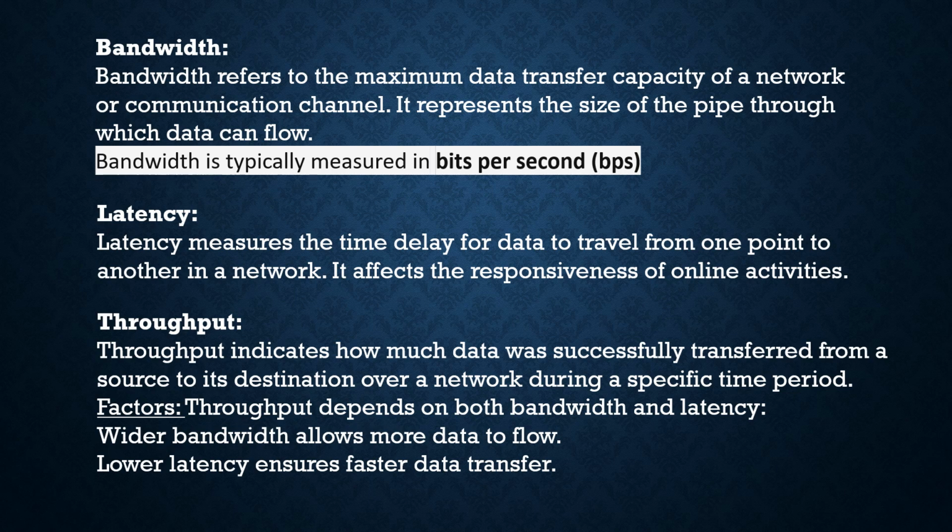Now, next is throughput. Bandwidth is the maximum data transfer capacity of a network, but practically it is quite difficult to get exactly the same as the bandwidth. So the throughput defines the actual data which is being transferred, which we are getting.